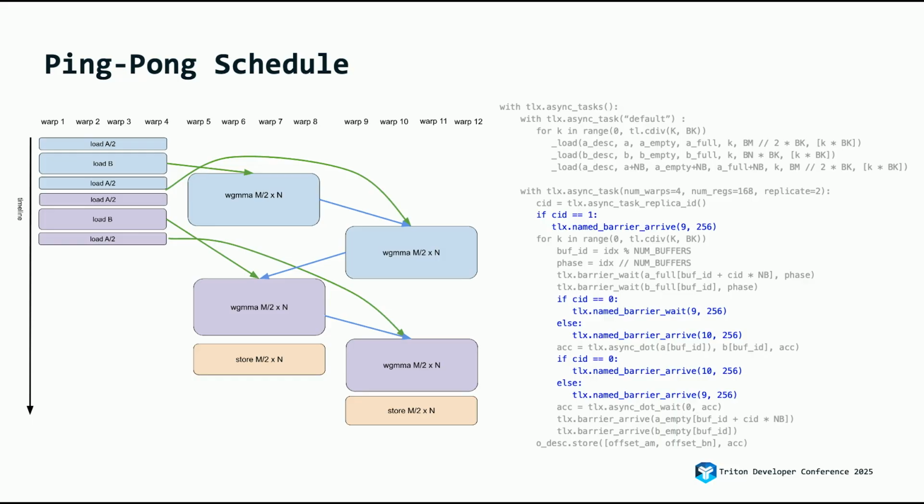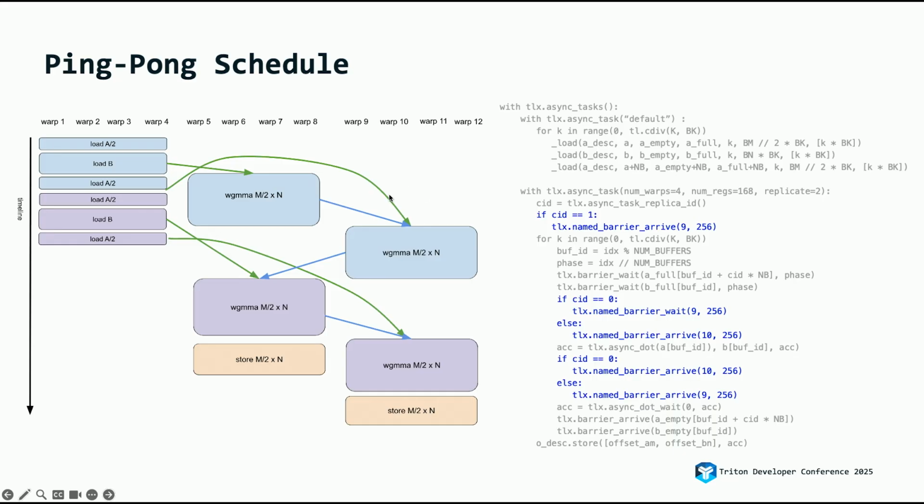Like for GEMM kernels, especially when the epilogue is heavy and when the K loop is light, you will typically do this. And also for the flash attention kernel on both Hopper and Blackwell, you will do ping pong for the softmax part. And yeah, ping pong can be implemented using the wait barrier or arrival barrier previously.